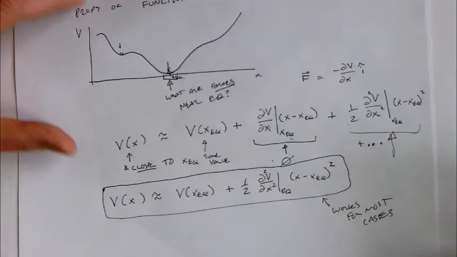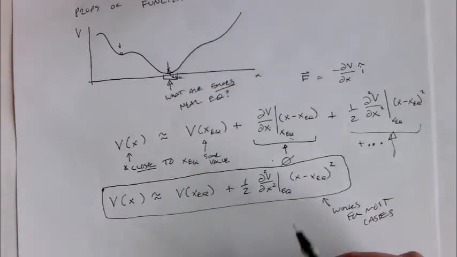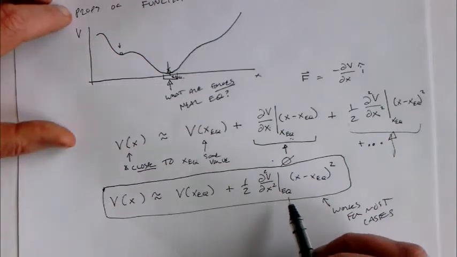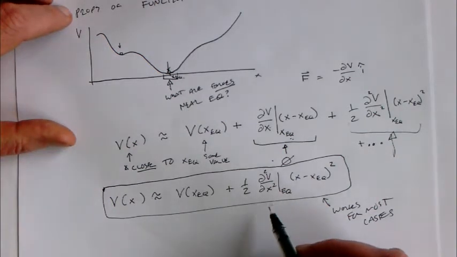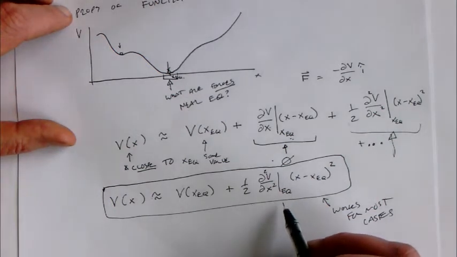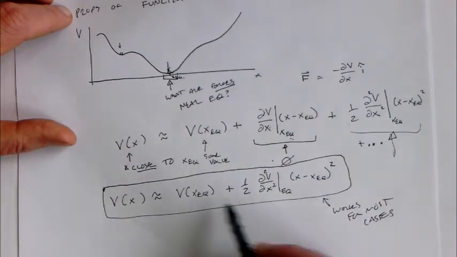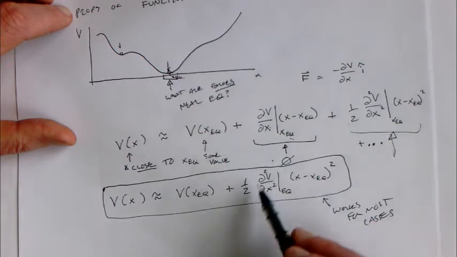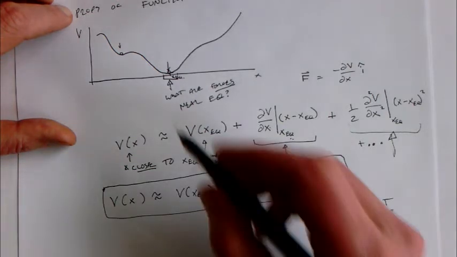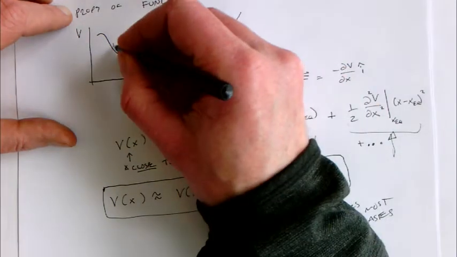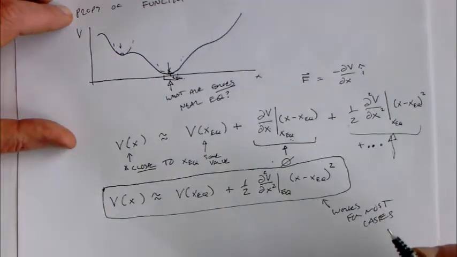I mean, clearly there are cases you can think of where this would be a badly behaved function and you would be in trouble. But in general, that's going to work. And now we could pause and think about, what does that mean? Well, what that means is that about any equilibrium point, the potential looks like a parabola, right? And in fact, that kind of makes sense. I mean, this looks like a parabola in here, right? This looks like a parabola in here.